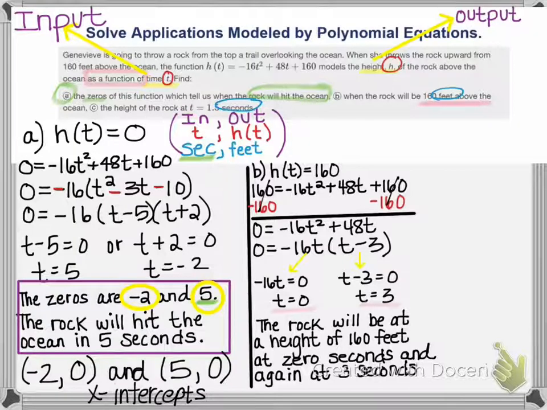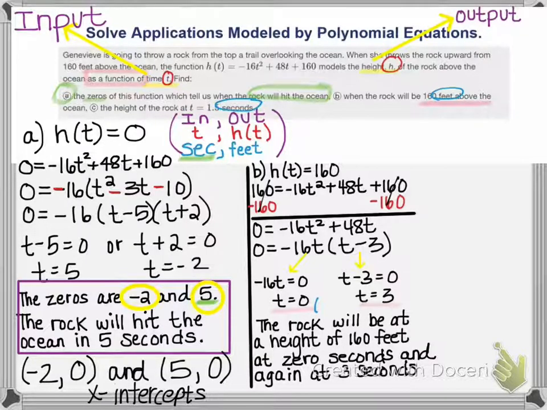She threw the rock up in the air. So it went higher. Well, we know what goes up must come down. So on its way back down towards the ocean at 3 seconds, it was again at a height of 160 feet. So it went up and then it came back down. And at 3 seconds after she threw it, it returned to its initial height of 160 feet.